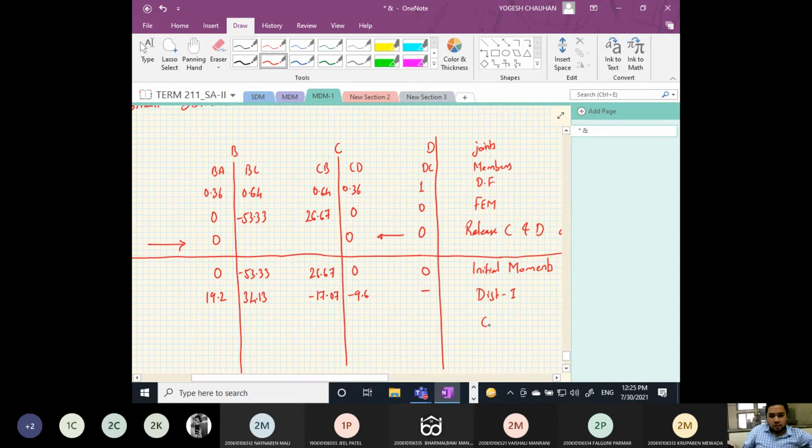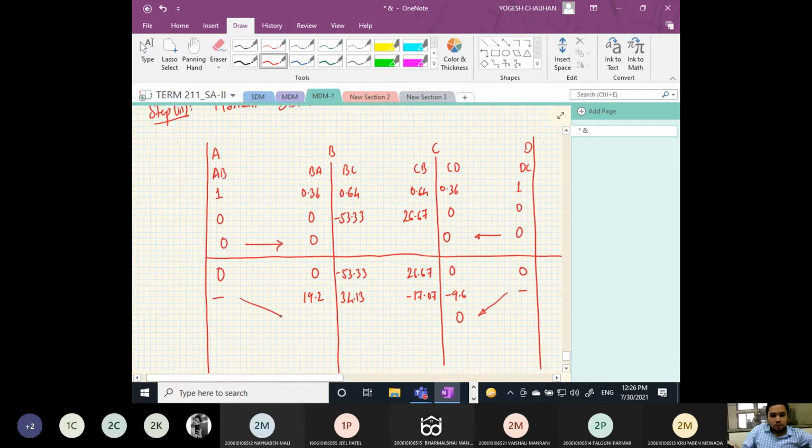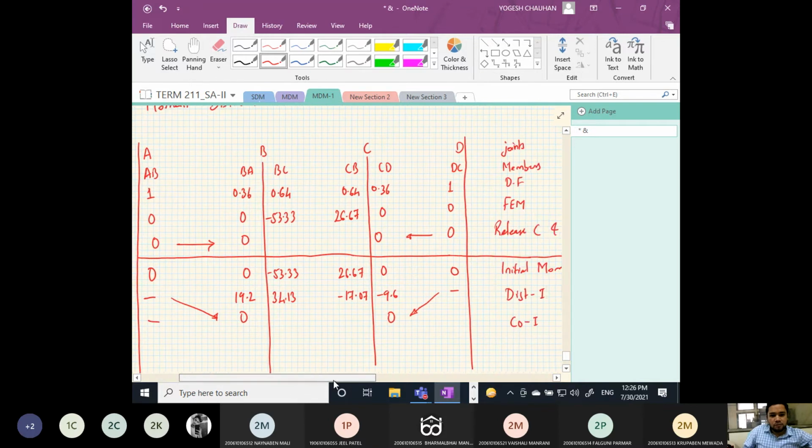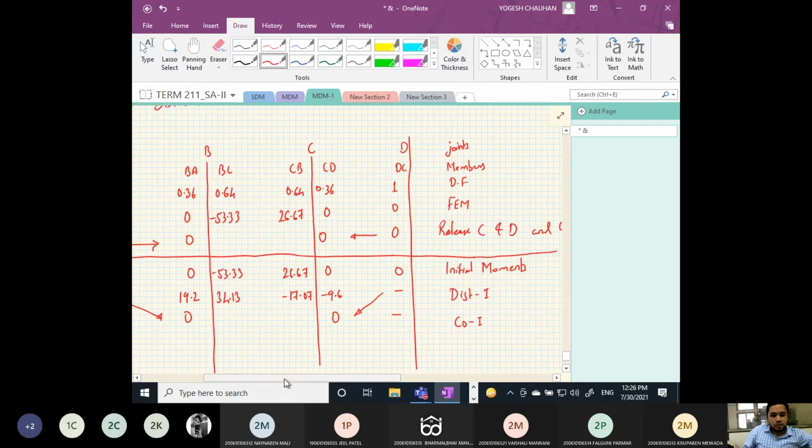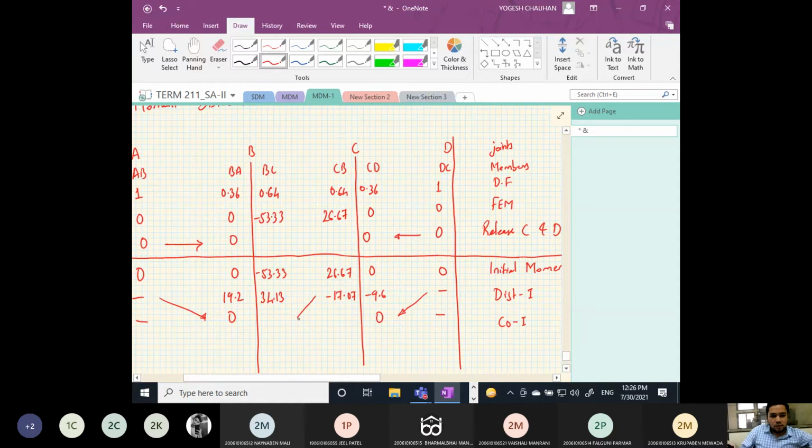Then we carry over the moment. So carry over 1. Now this cannot be carried forward here because it has already been released. So this will be carried forward here. It is 0. Similarly, this will be carried forward here. It is 0, but this cannot be carried forward here, so dash. This cannot be carried forward here, so dash. And half of this will be carried forward here, half of this will be carried forward here. So here this will be 17.07 and this will be minus 8.54.